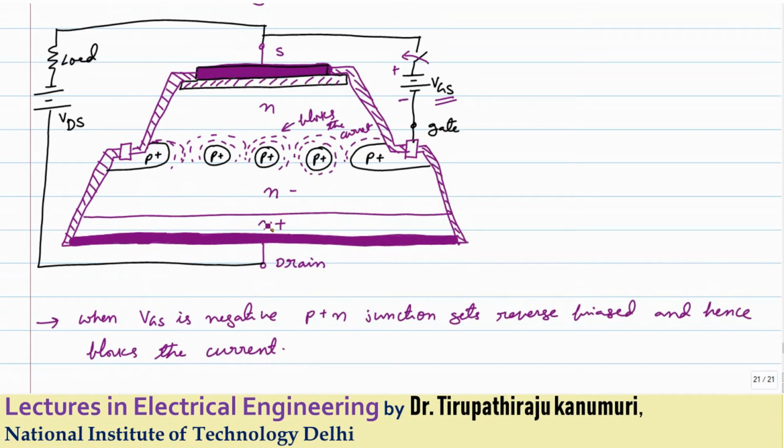Here you can see the current is carried only by the majority carriers; only one type of carrier is there. So that's why it will have a positive temperature coefficient of resistance. The advantage of having a positive temperature coefficient of resistance is that we can easily operate these devices in parallel.